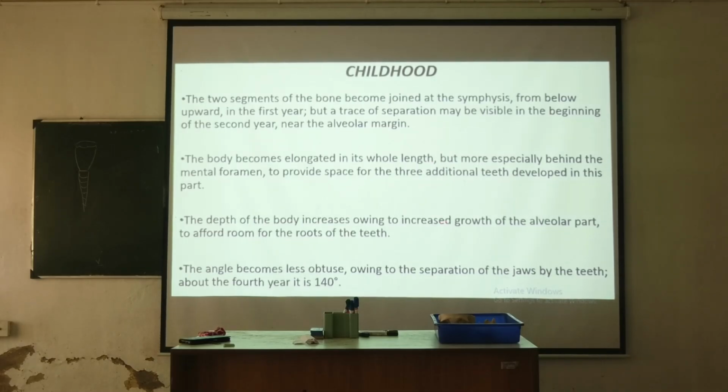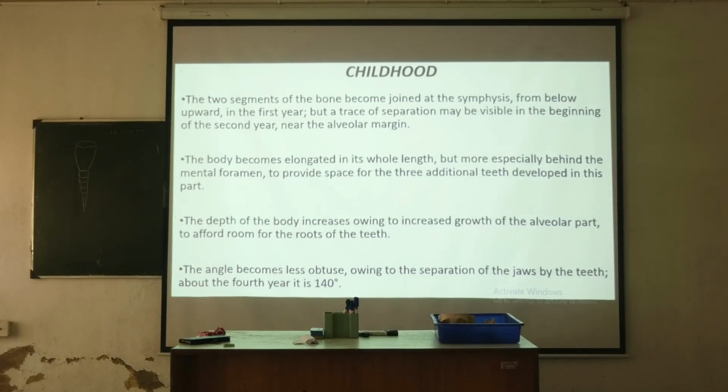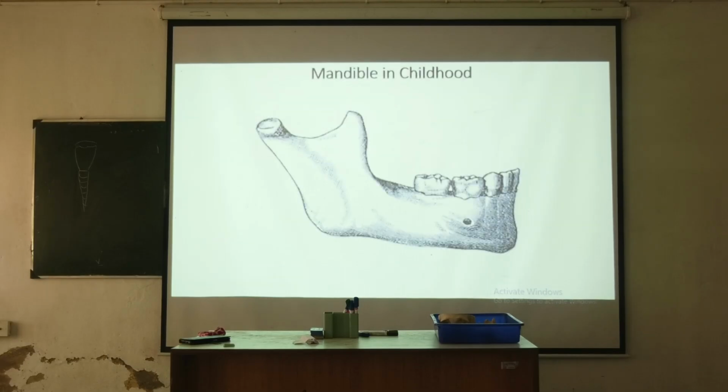The depth of the body increases owing to increased growth of the alveolar part to afford room for the roots of the teeth. The angle becomes less obtuse owing to separation of the jaws, while the teeth erupt. About the 14th year it is about 140 degrees. So at birth the angle was 175 degrees, then the angle gradually decreases. At 14 years of age, it becomes 140 degrees. So this is in childhood.